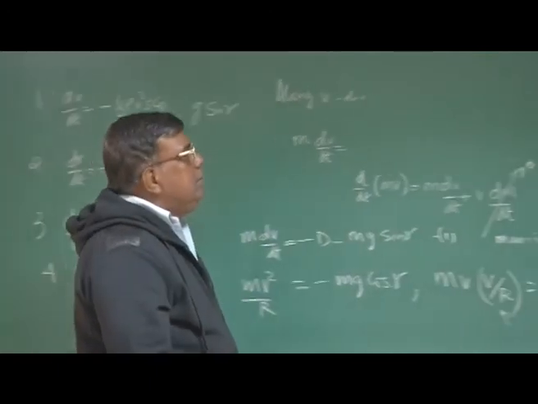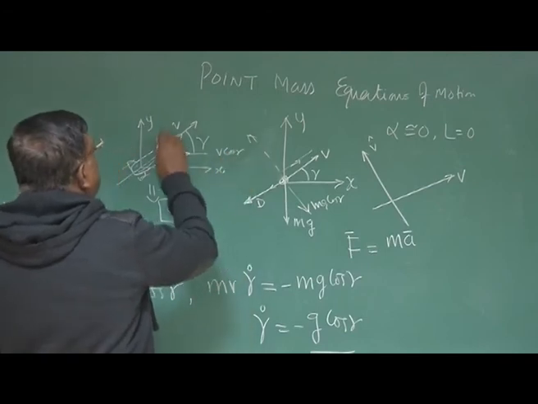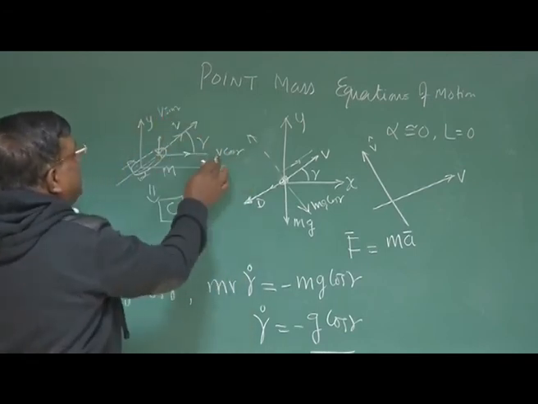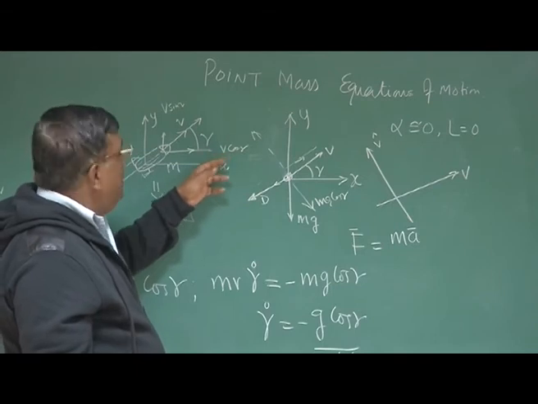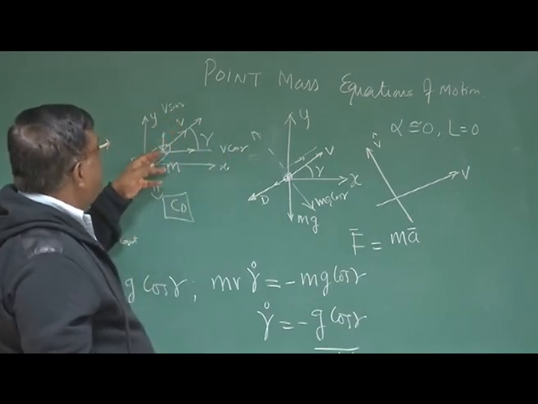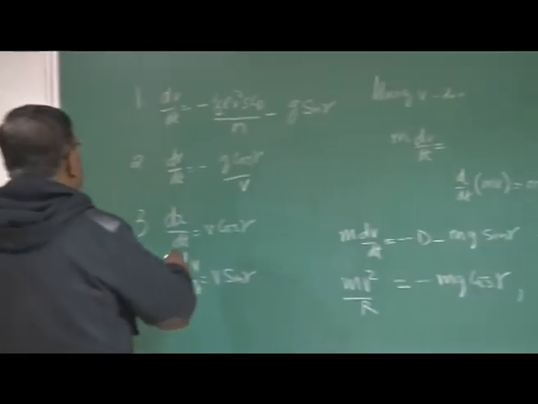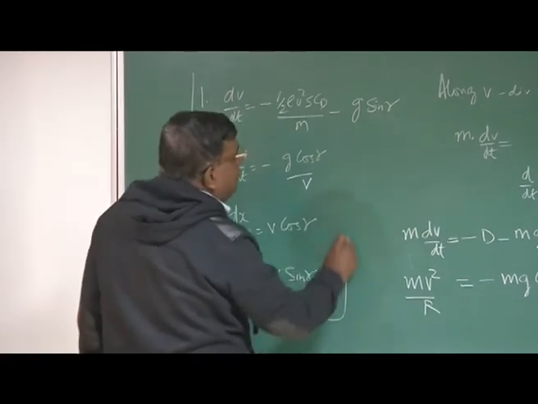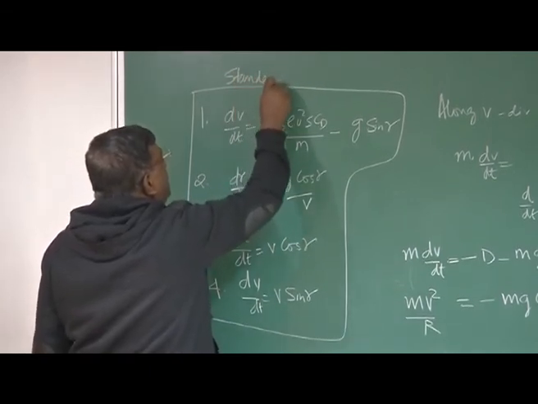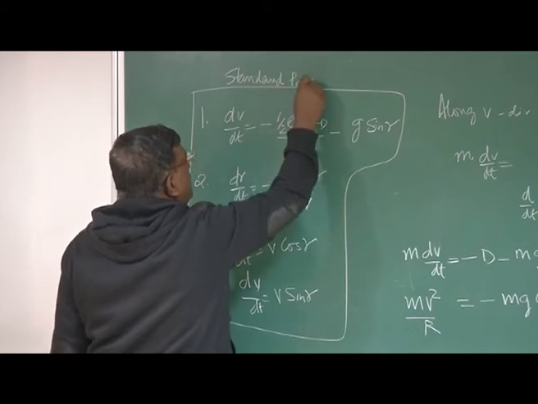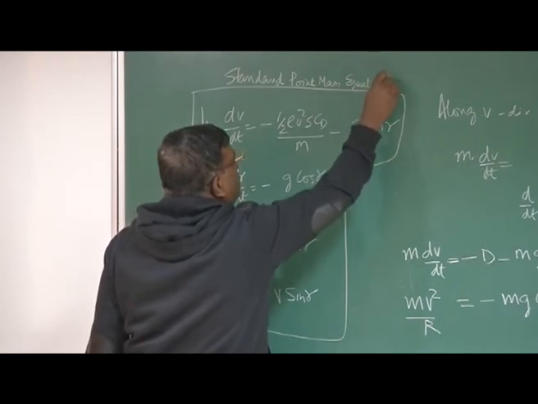Is it clear? Because this is v and this angle is gamma, so this is v cos gamma and this is v sine gamma. What is v cos gamma? It is the rate at which the projectile distance is changing along x, that is v cos gamma, and v sine gamma is the rate at which the distance of the CG is changing along the y direction. Okay. So now you could see that these are the four very standard point mass equations of motion.